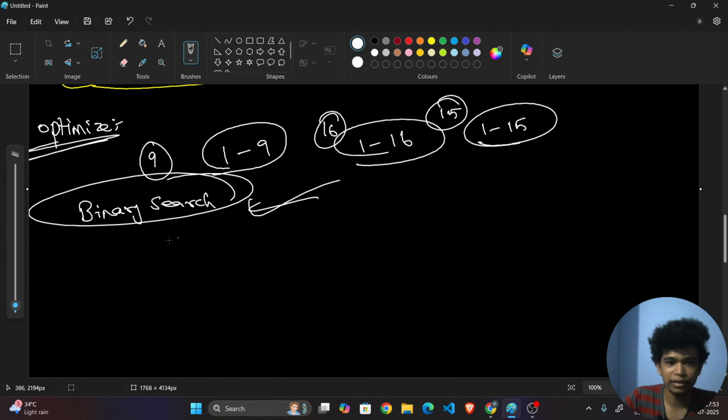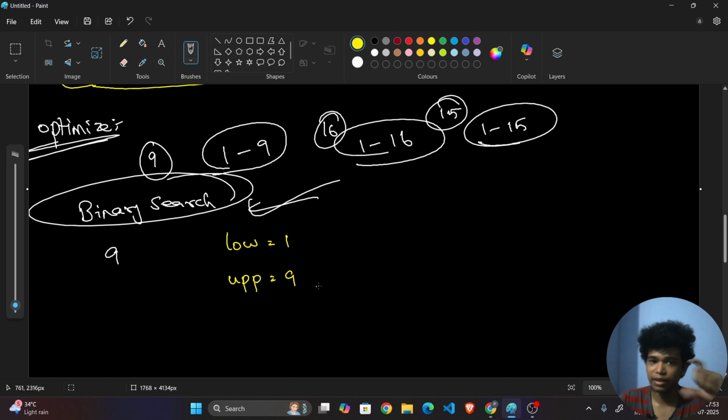So initially, let us take an example of 9. Now initially my lower limit will be equal to what? 1. My upper limit will be equal to what? 9. In this range only, the perfect square number may occur, like for 9 it is 3, right? It may occur.